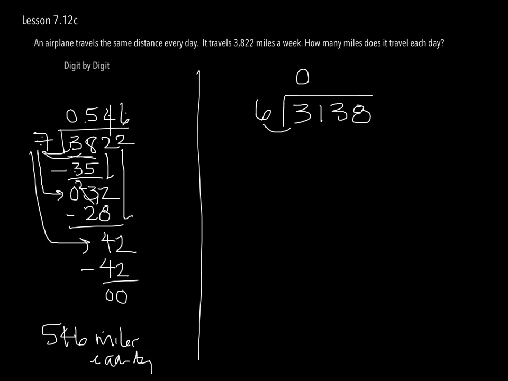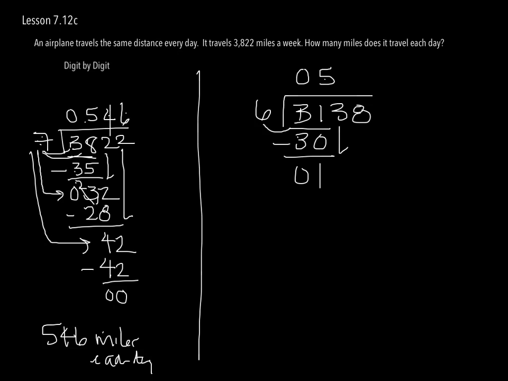So now we ask how many times does 6 go into 31? Well, if I count by 6s, I'm going to get 6, 12, 18, 24, 30, 36. 36 is too big, so it's got to go down to 30, which is 6 times 5. Put the answer on top. Multiply. 5 times 6 is 30. Put the answer on the bottom. Now we're going to subtract. 1 minus 0 is 1. 3 minus 3 is 0.